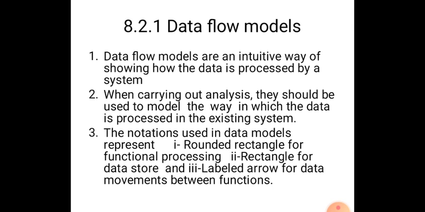Students, in a model we use various notations to depict how the system works. So here in the data flow model we take help of rounded rectangles, simple rectangles and labeled arrows. The rounded rectangle stands for functional processing, the rectangle stands for data store or data storage, how the data is stored, and labeled arrows stand for showing the movements of the data between the two functions.